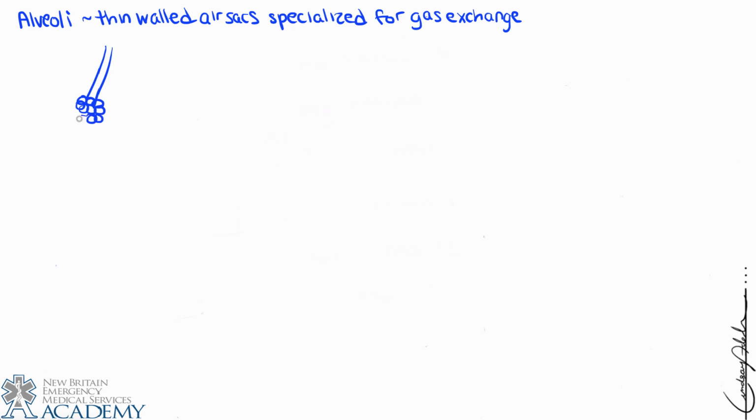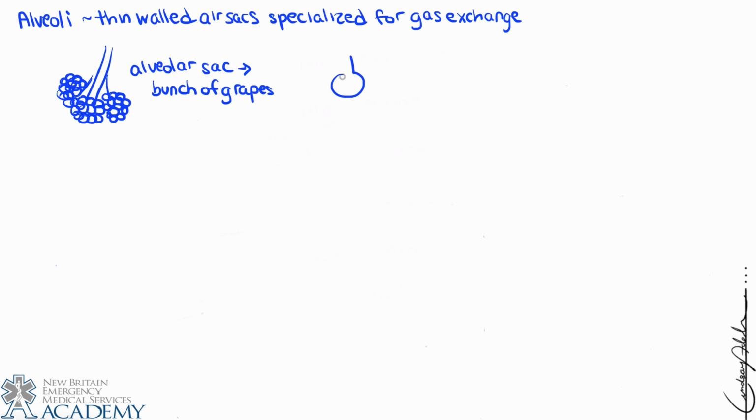Alright, so almost to the end. Now we're just going to talk a little bit about alveoli. So the alveoli are basically thin-walled air sacs that are specialized for gas exchange. So when we draw the alveoli, we typically draw them to look like bunches of grapes. So I just want to mention that if we have the bunches of grapes, that's our alveolar sacs, or we could say alveoli. And then if we were to draw it singularly, so just one little grape, then we call that an alveolus. So alveolus is the singular form, as opposed to alveoli, which is many, or the alveolar sac, which looks like the bunch of grapes.